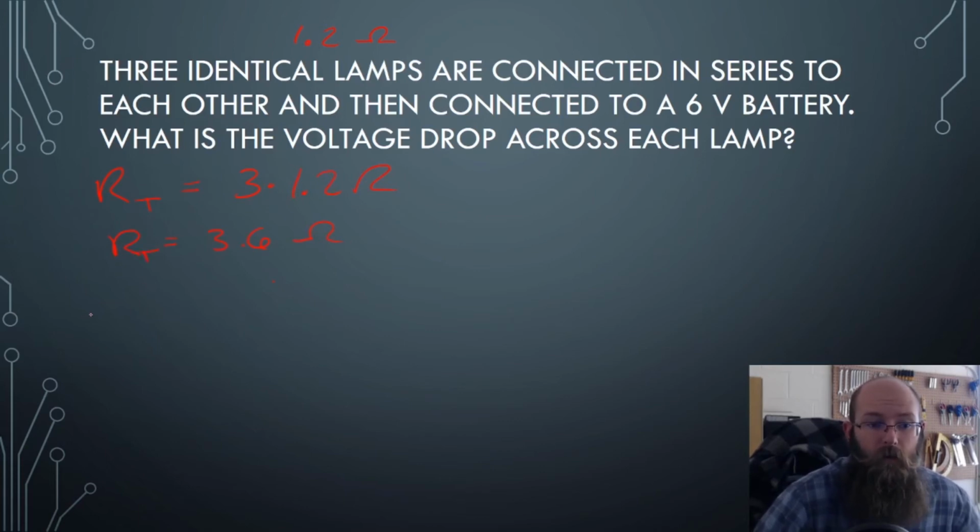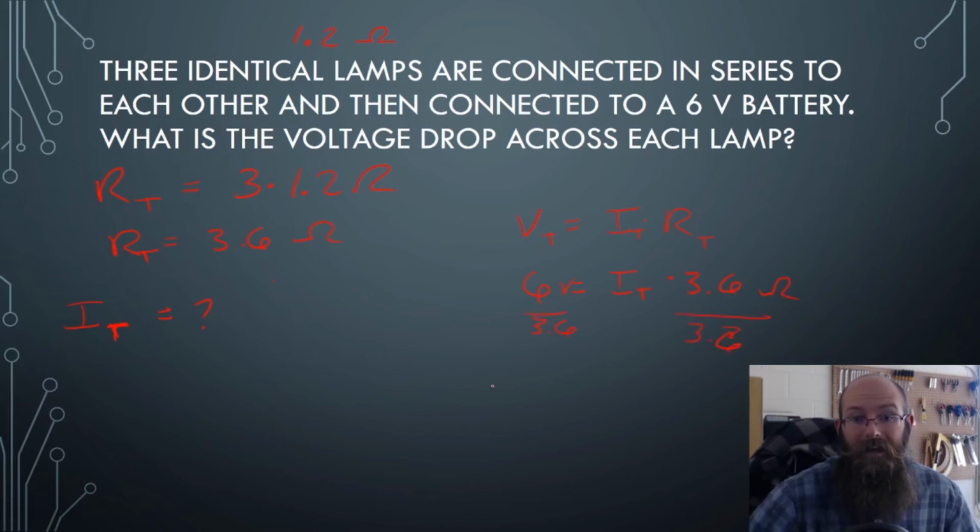Now I need to find my current total. I'm going to put IT here. That's going to come from V equals I times R. So my total voltage is 6. My current, well, I don't know that yet, so I'm going to write that down. And then my total resistance, all of these are totals, is 3.6 ohms. I'm going to divide by the 3.6, and I get 1.7, rounded up a little bit, for my, not voltage, this is my current, in amps, and that is my total current.